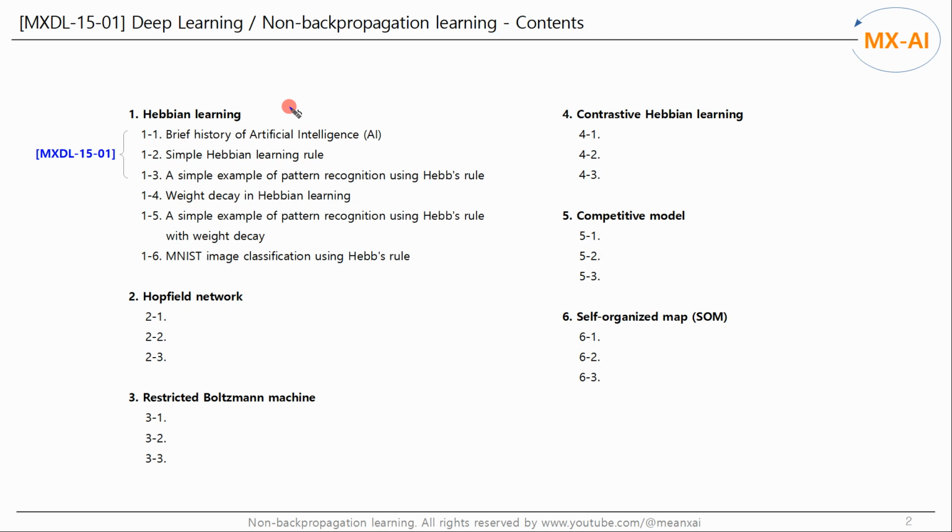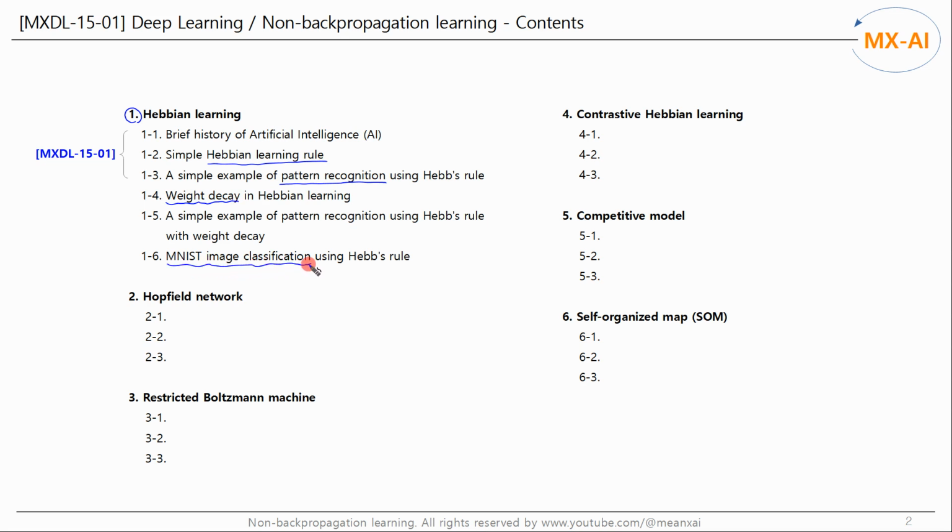Let's take a look at the full table of contents for this series. In Chapter 1, we'll look at Hebbian learning. We'll look at Hebb's learning rule and use it to perform simple pattern recognition. Next, we will look at how to apply weight decay in Hebbian learning and use it to classify MNIST images.